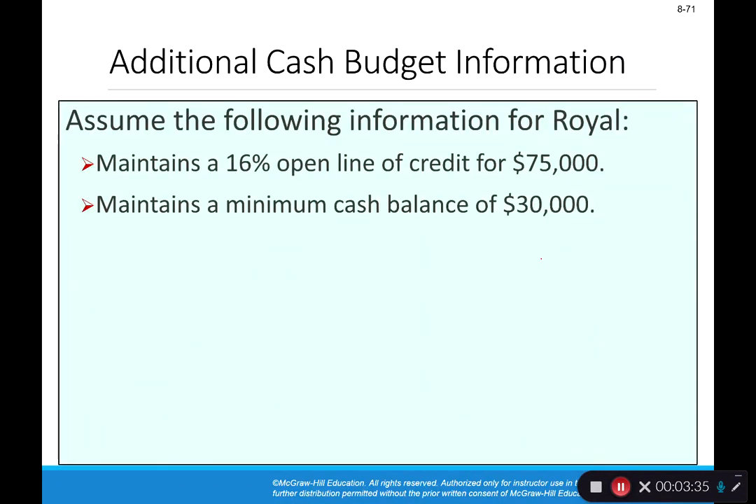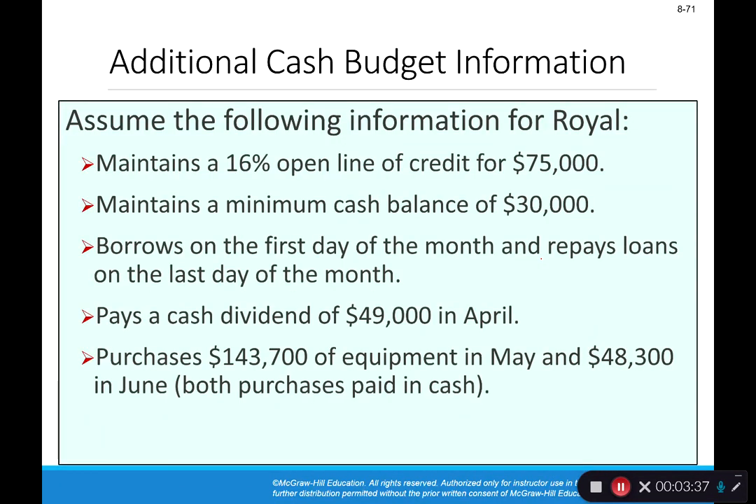We need some additional information. It tells us we maintain a 16% open line of credit for $75,000. We have to keep a minimum of 30 grand on hand. That's the buffer zone we'd like to keep. We borrow on the first day of the month. We repay on the last. Why do we care about that? Well, because it's going to determine how many months the loans that we have been outstanding.